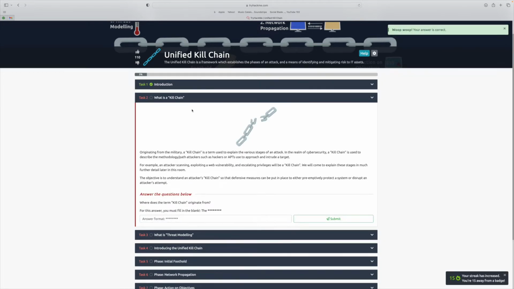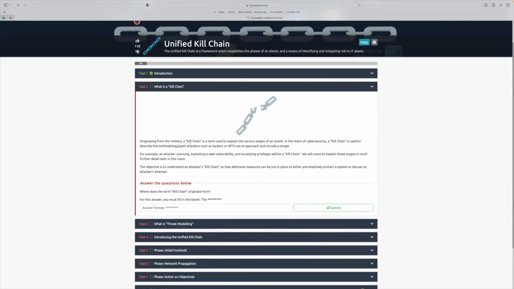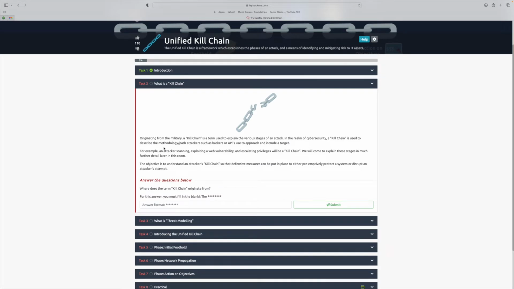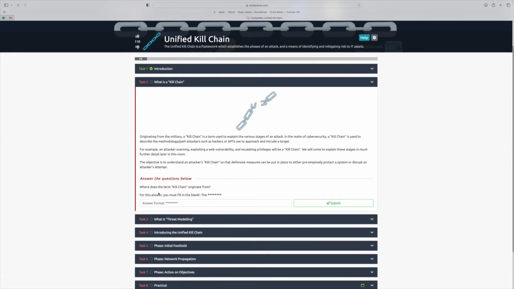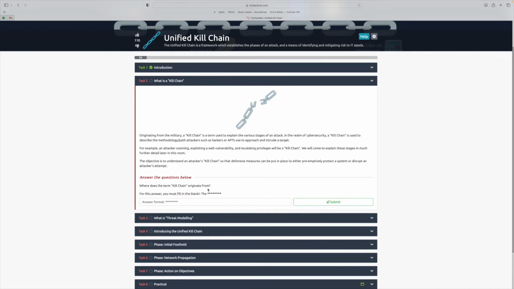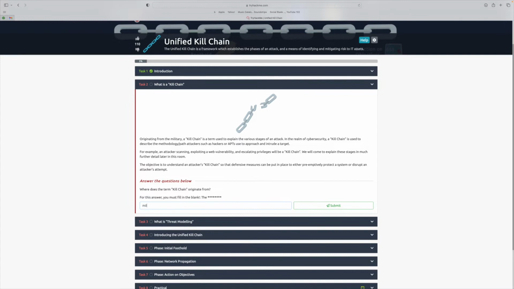For task 2, we're going to learn what the kill chain is. The term kill chain originated from the military. A kill chain is a term used to explain the various stages of an attack. In the realm of cybersecurity, a kill chain is used to describe the methodology path attackers, such as hackers or APTs, use to approach and intrude on a target. So where does the term kill chain originate from? That's going to be military.